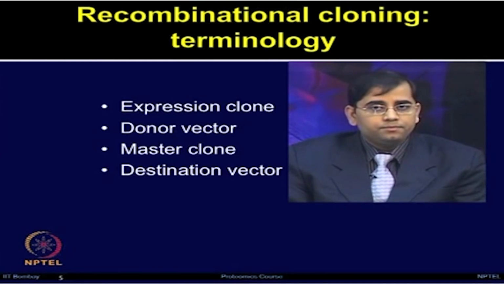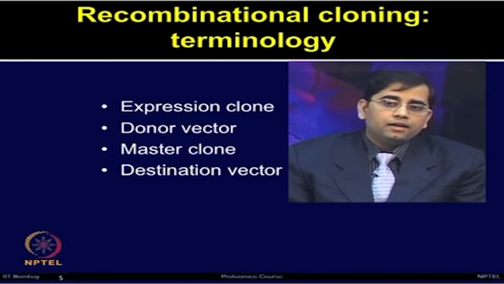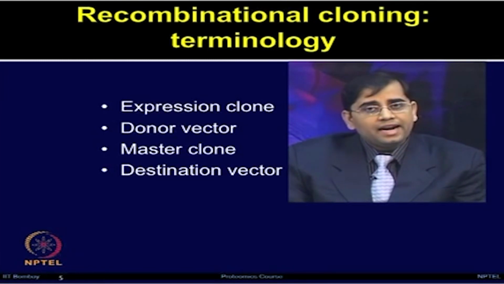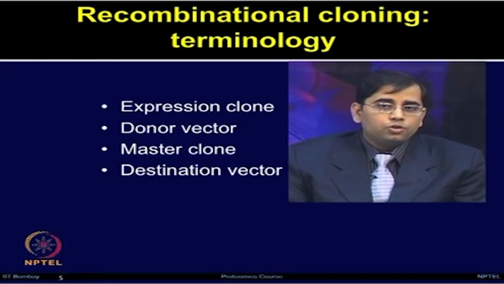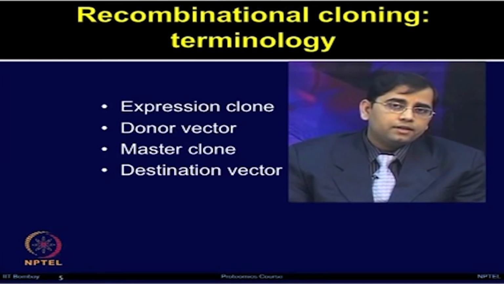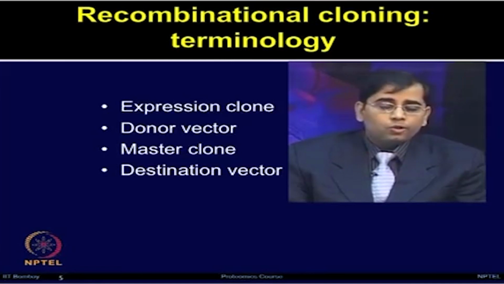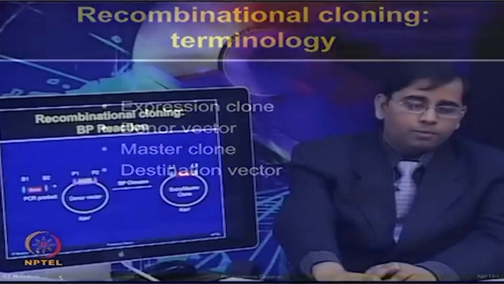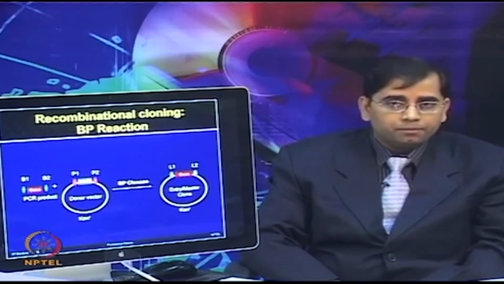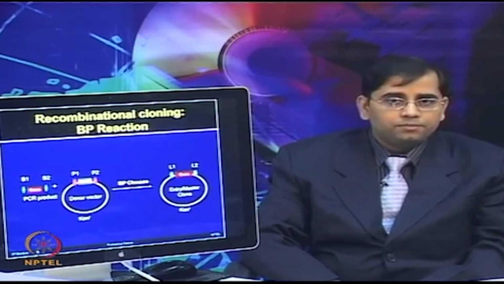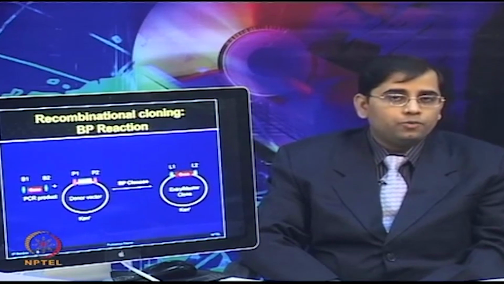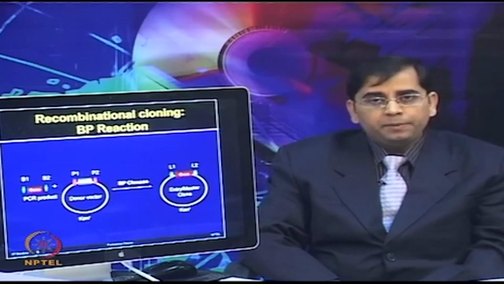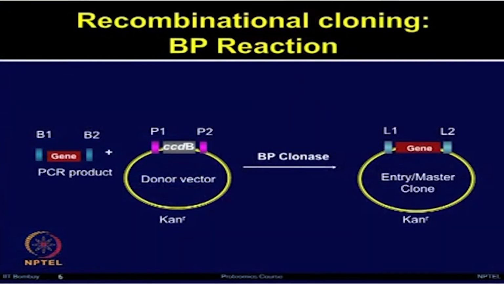What is the destination vector? This is a vector containing a counter-selectable gene flanked by attR sites, which interacts with genes from the entry clone to produce an expression vector in the LR reaction. Now, slowly these terms will become easier for you to follow when we explain this in subsequent slides, where I have shown you some pictorial representation of these reactions. So, broadly, recombinational cloning involves two reactions, the BP reaction and the LR reaction. So, let us talk about the BP reaction.